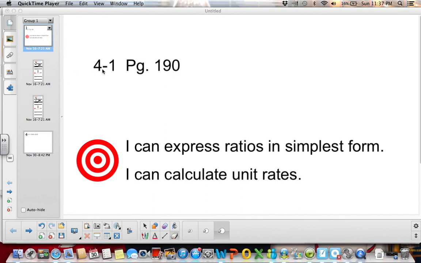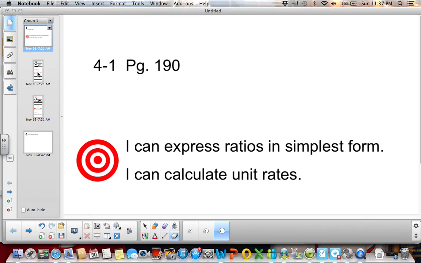We're on lesson 4.1, which starts on page 190 in your textbook. The learning targets are expressing ratios in simplest form and calculating unit rates.